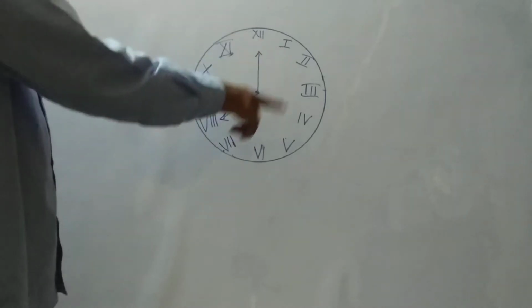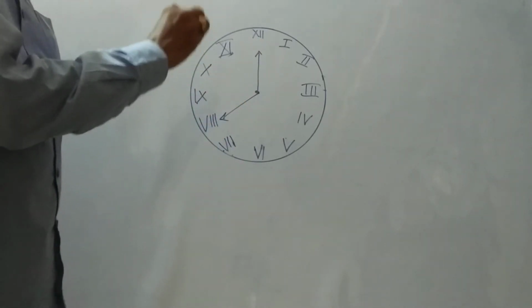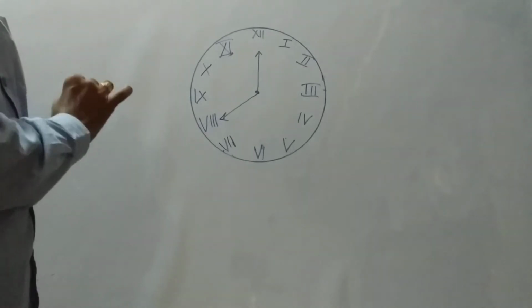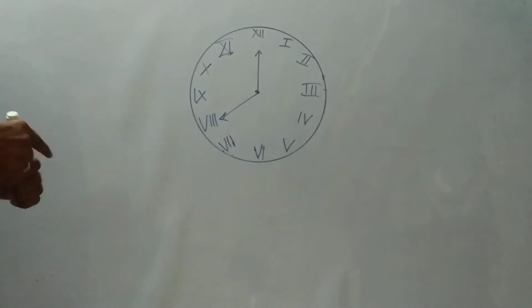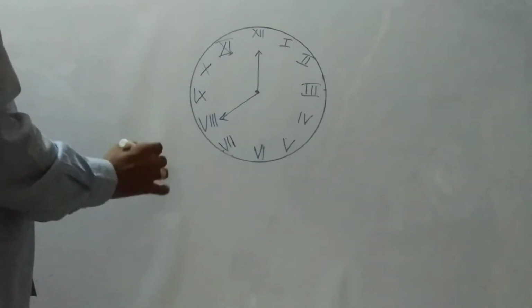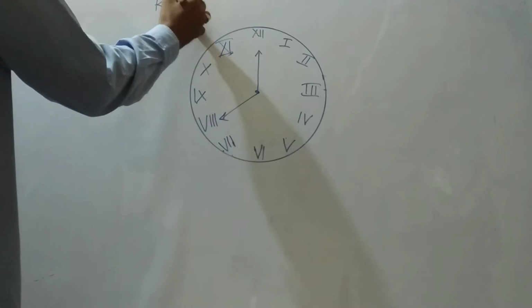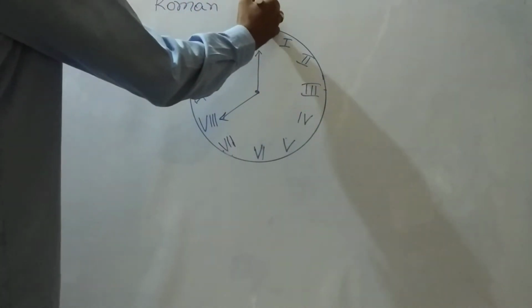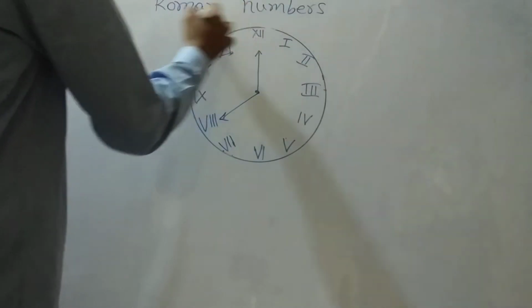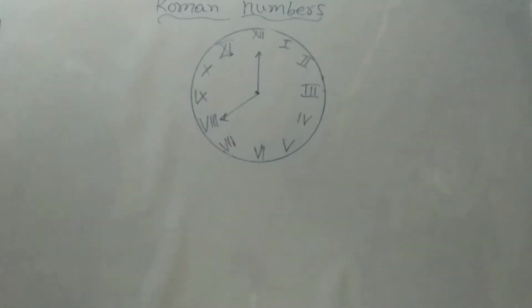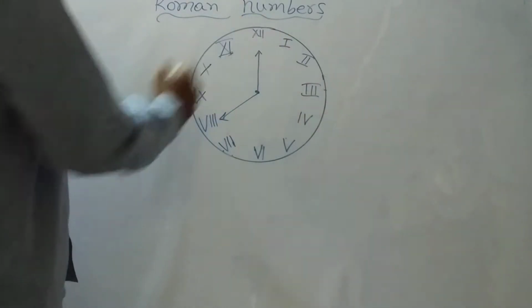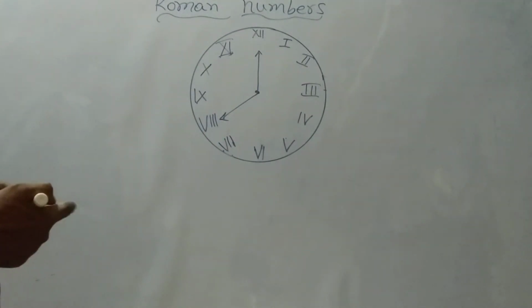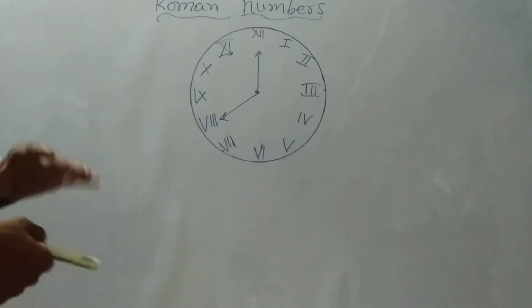These numbers are different from our Hindu Arabic system. Today we will discuss these type of numbers. These type of numbers are called Roman numerals, or Roman numbers. It means these numbers were used in Roman civilization. That is the reason they got this name.